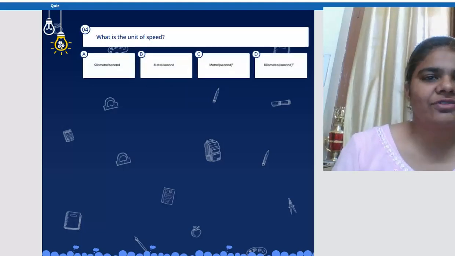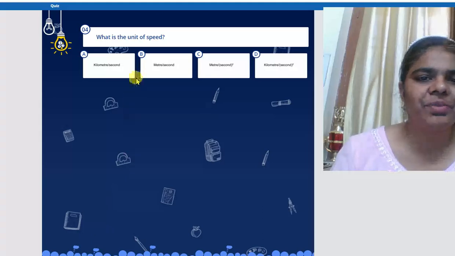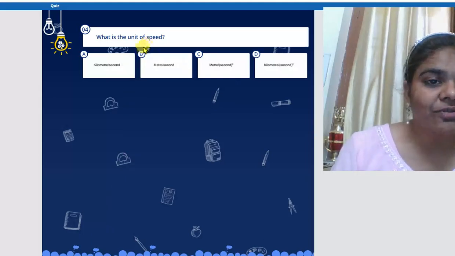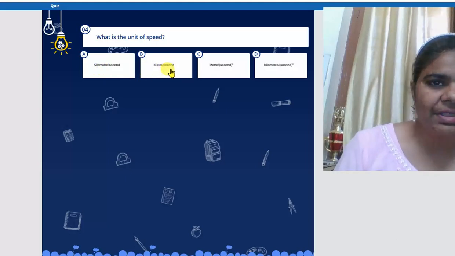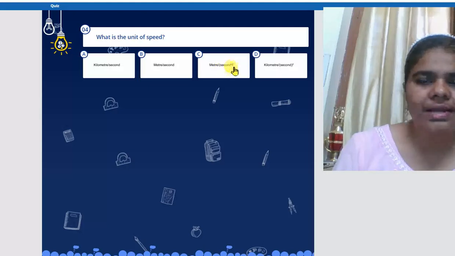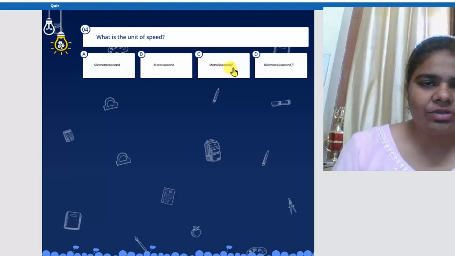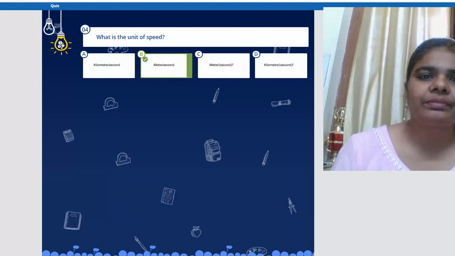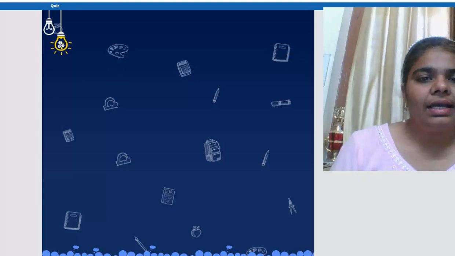SI units of speed. What is the unit of speed? Now, unit of speed is kilometer per second. No, kilometer is not the SI unit. So, it is meter per second. And square doesn't come in the units of speed. It comes in the acceleration. So, we will select meter per second. Yes. Next question.